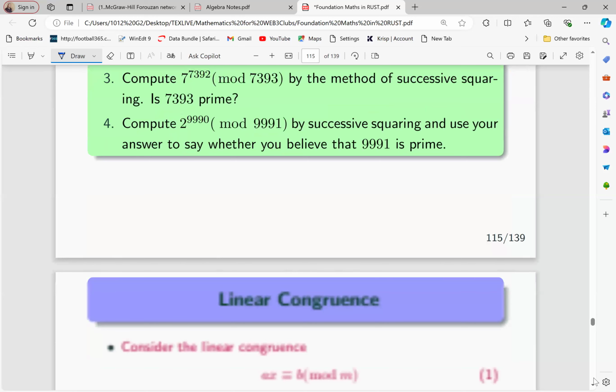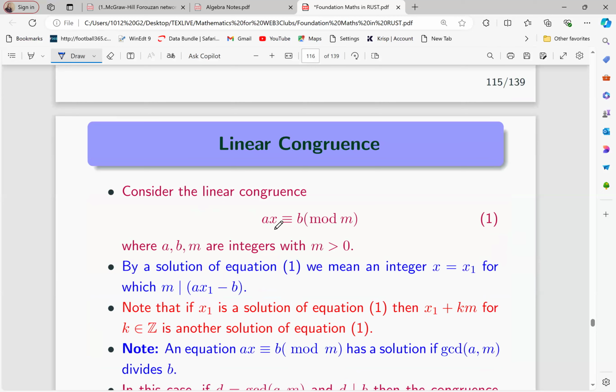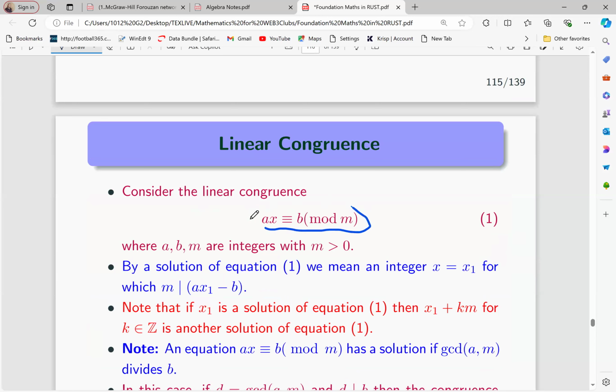I want us to look at linear congruence. We'll be solving congruence equations, and again, we do that using Rust. A congruence equation is just an equation of this form, where we are supposed to find the value of x. A, b, and m are integers, and m is supposed to be greater than 0. M is the modulus, so the modulus is supposed to be positive. A and b are integers, could be negative or positive. So we want to find the value of x.